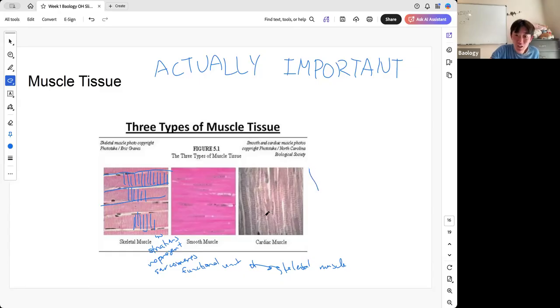Cardiac muscle usually has these branches, but it is also striated. So you can still see these striations, and it usually looks branched like this. And then smooth muscle is neither of these. It's kind of wobbly. I would say these two are the hardest to tell apart, but with more exposure it becomes easier. It's called smooth because it has no striations, so it looks smooth.